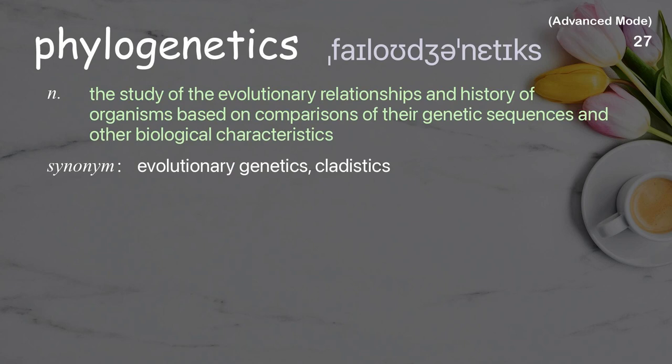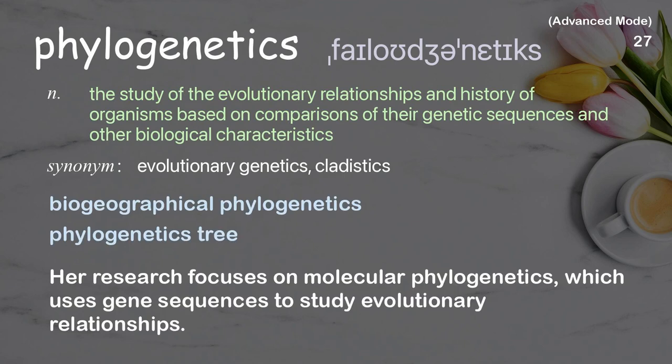Phylogenetics. The study of the evolutionary relationships and history of organisms based on comparisons of their genetic sequences and other biological characteristics. Examples. Biogeographical phylogenetics. Phylogenetics tree. Her research focuses on molecular phylogenetics, which uses gene sequences to study evolutionary relationships.